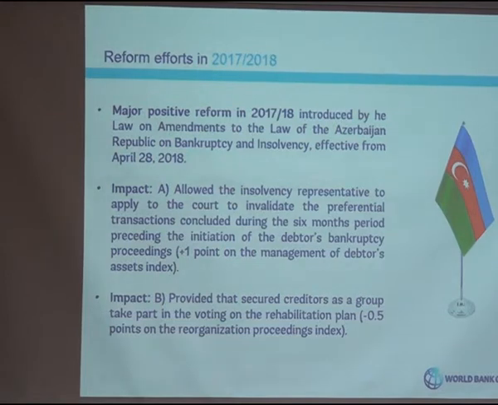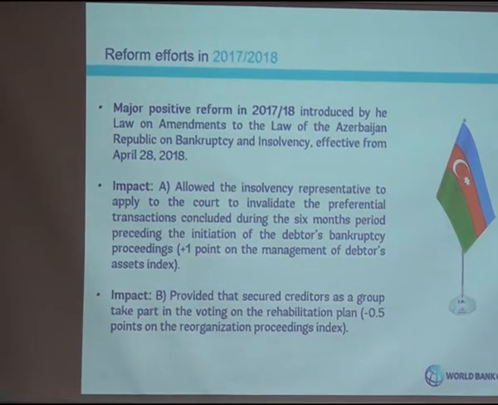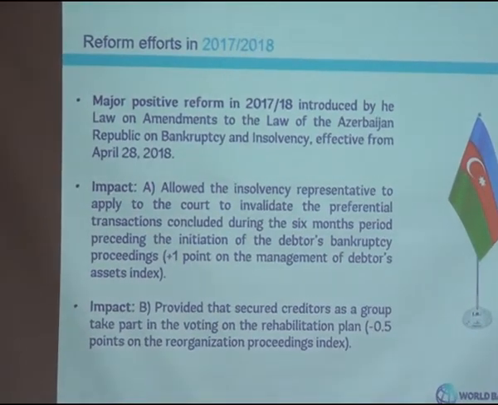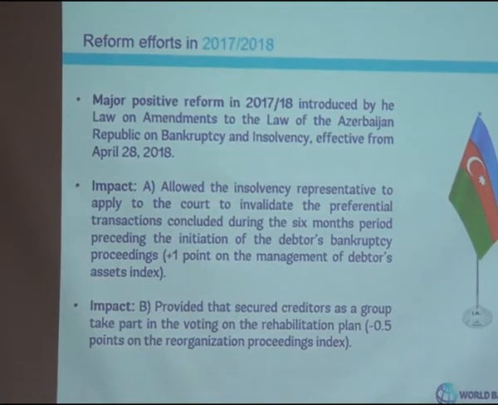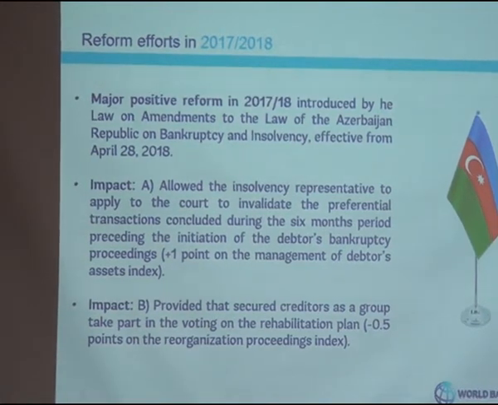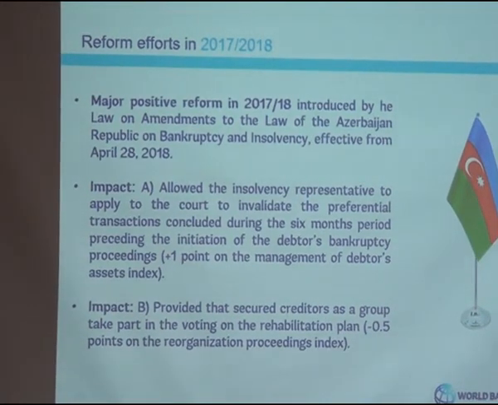During the Doing Business 2019 report, Azerbaijan had major positive reform on the Resolving Insolvency Indicator. The new amendments have allowed the insolvency representative to apply to the court to invalidate preferential transactions that were concluded during the 6-month period preceding the initiation of the debtor's bankruptcy proceedings. This increased the score of Azerbaijan by 1 point on the Management of Debtors' Assets Index.